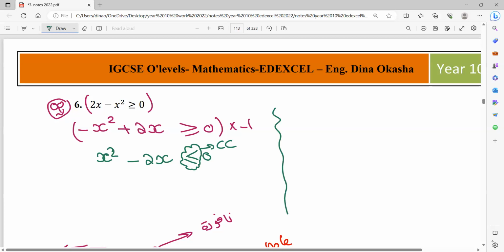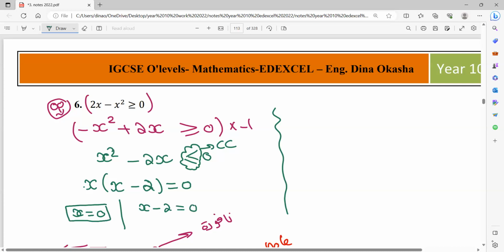Here I don't need to factorize, I mean I don't need to use mode 5-3. Here I will factorize by taking the highest common factor. So I end up with x, x minus 2 equals 0. Now, when we solve a quadratic equation by factorization, by taking the highest common factor, either the first term equals 0, so x is equal to 0, so this is one of my limits, or the second bracket equals 0, solve for x, so x is equal to 2. This is my second limit.